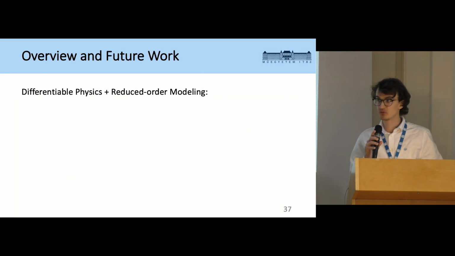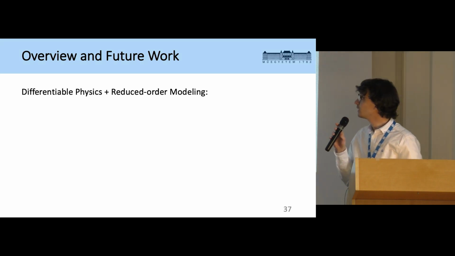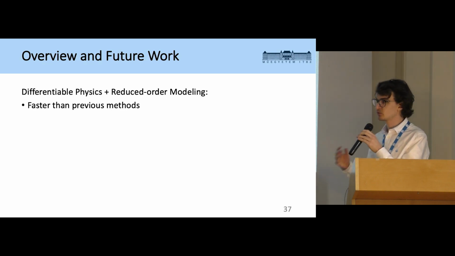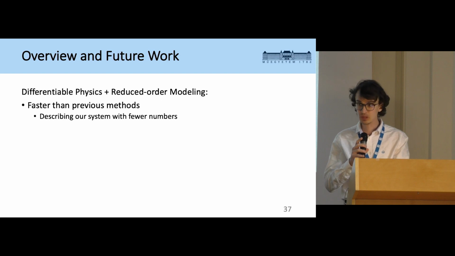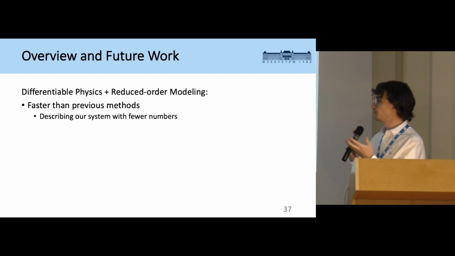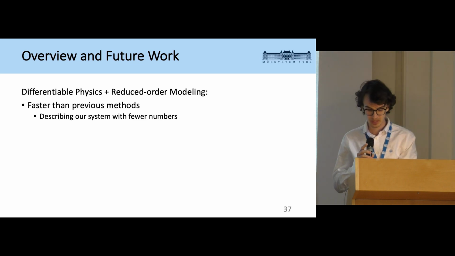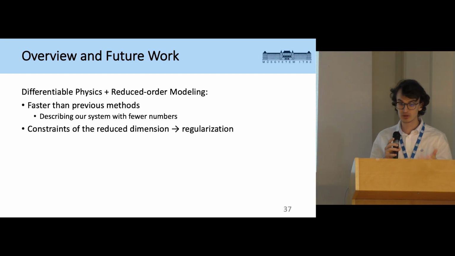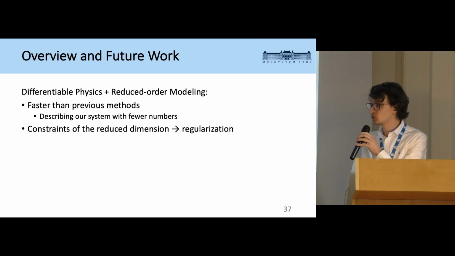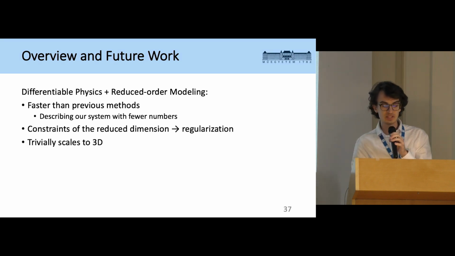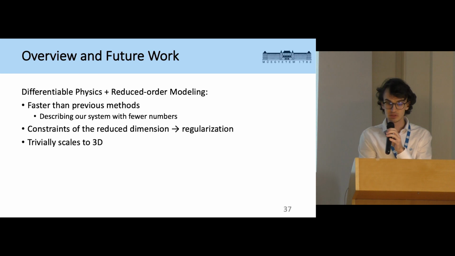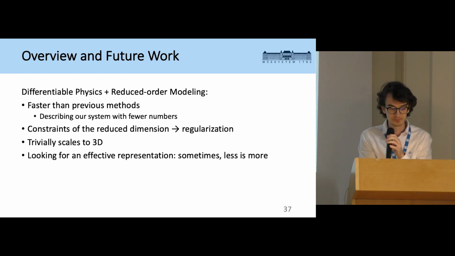So to sum up, in our work, we combined differentiable physics with reduced order modeling, which resulted in a method that was much faster than previous methods, which naturally stems from the simple fact that we describe our system with fewer numbers and also use an efficient simulation technique. And we also observed a regularization effect, which we think was due to the constraints introduced from our reduced dimensional simulation. And it's important to note that these methods presented here trivially scale to 3D, which we are really excited to work on in the near future.